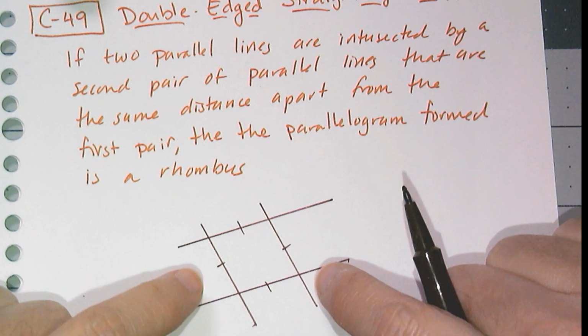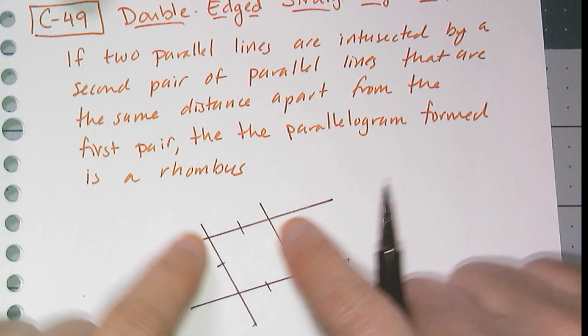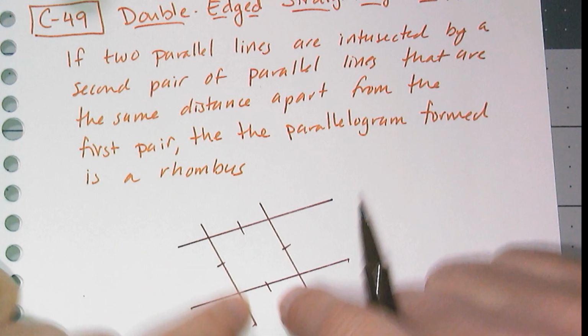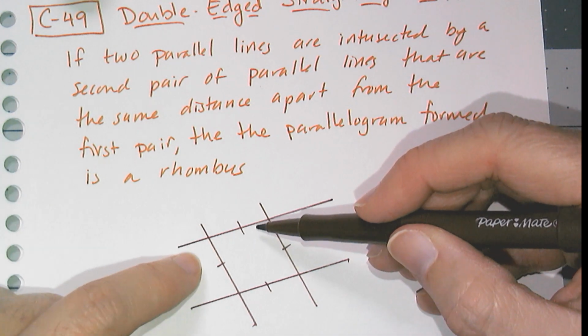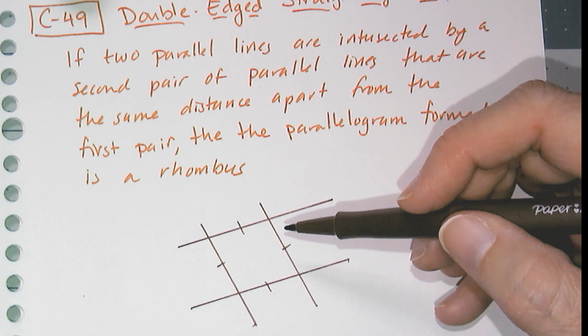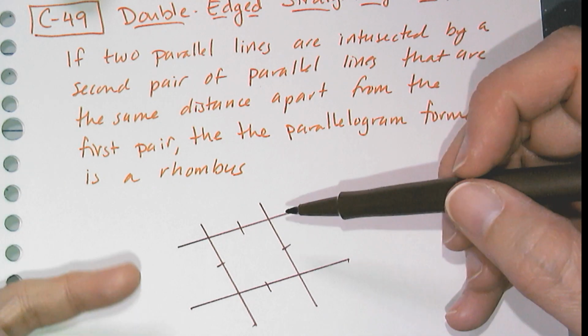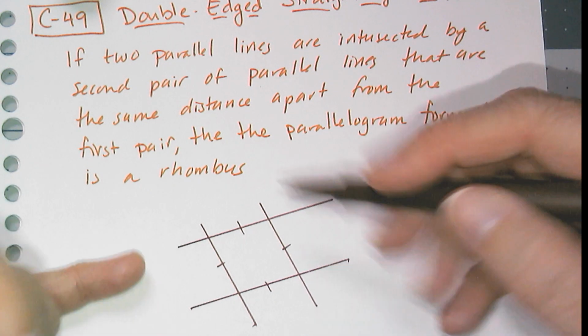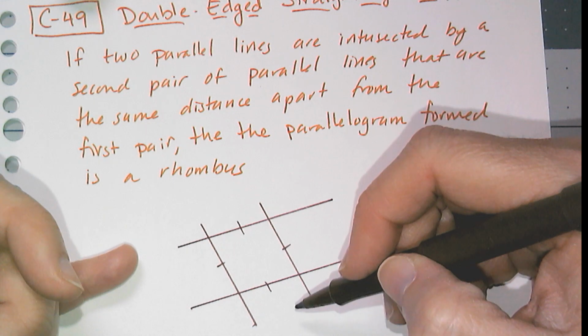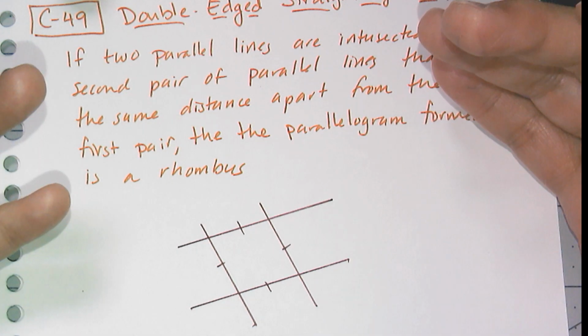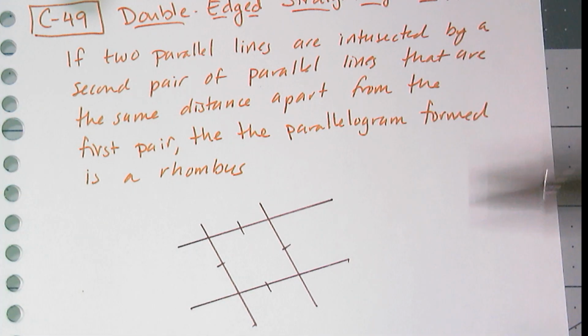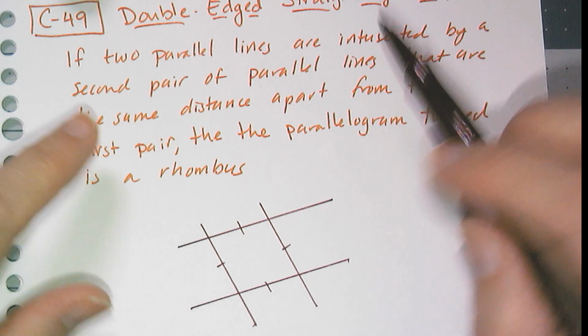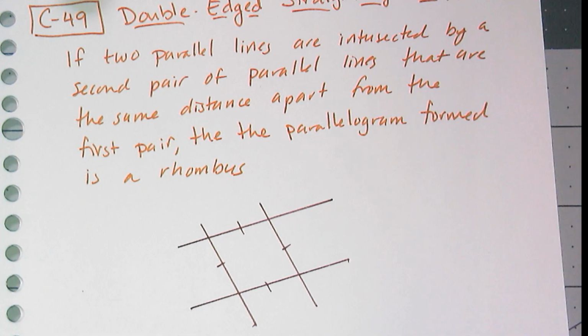Now, if I wanted to prove this, I'd have to use the fact that these parallel lines are the same distance apart, which means I'd have to remember my shortest distance conjecture, which means the shortest distance would be a perpendicular. So I'd have to drop a couple of perpendiculars, find my congruent triangles, and then go from there. We're not going to do that in this video. We're just going to use this to help us draw quick rhombuses.